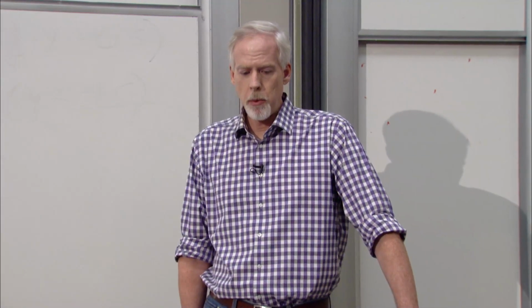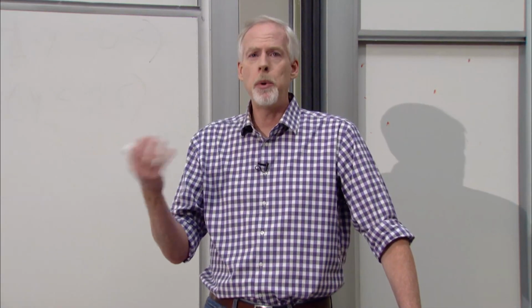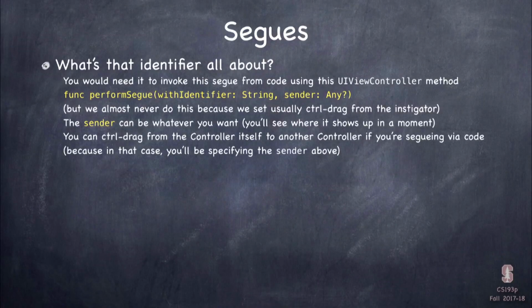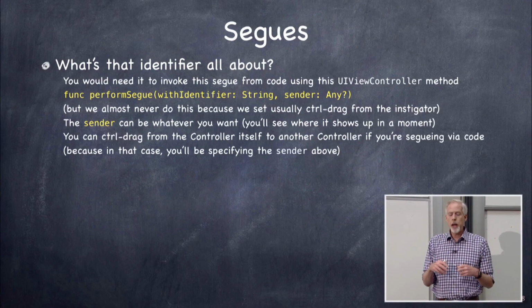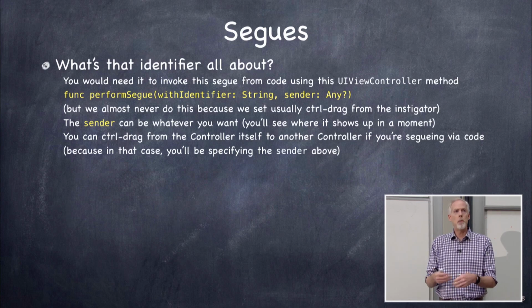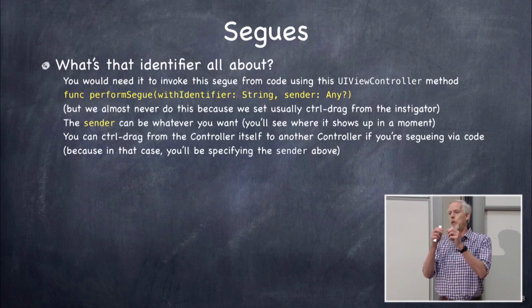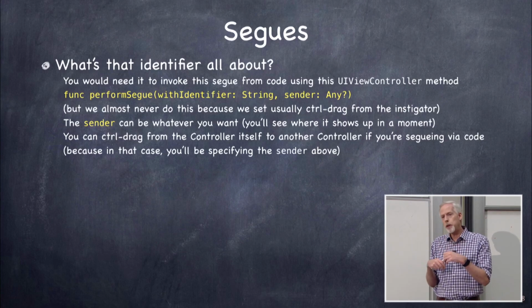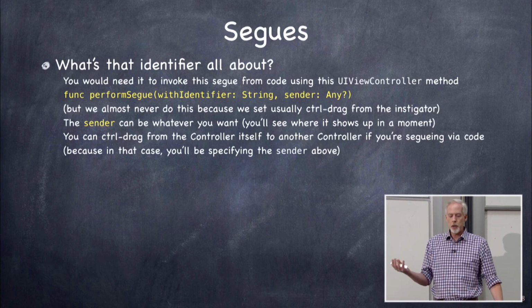Okay, so that's segues. So that identifier, why do we want it? Where would we use it in our code? What's an example? Well, one way is you can perform a segue from code. So manually cause a segue to happen. Well, to do that, you need to know which segue it is in the storyboard that you want to perform manually, and so you can do perform segue.